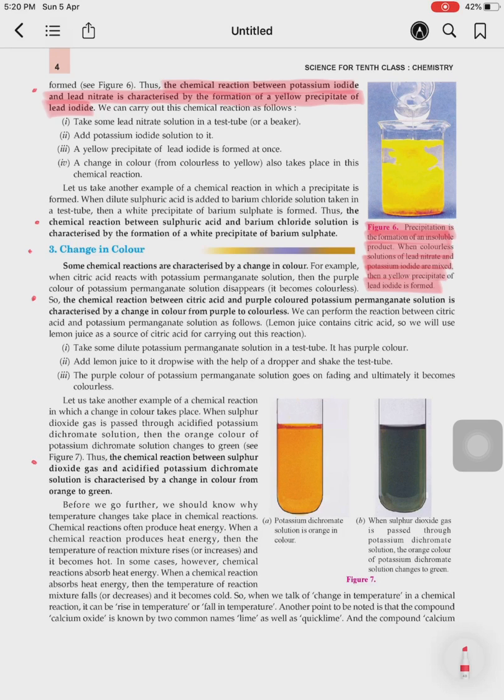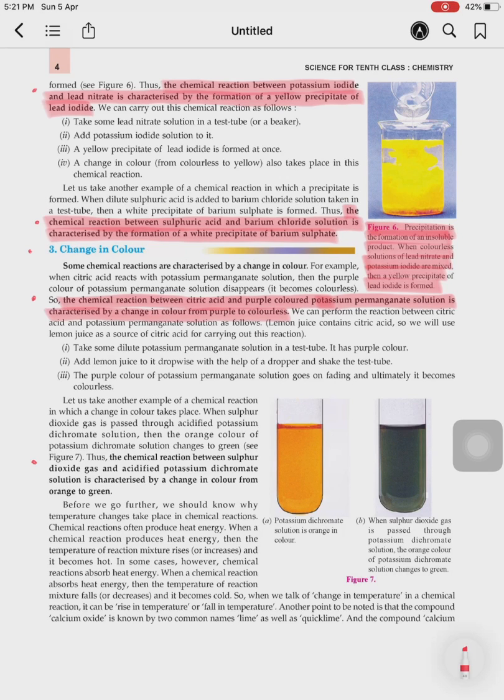The next example is the chemical reaction between sulfuric acid and barium chloride, characterized by formation of a white precipitate of barium sulfate. Now we'll observe the change in color, certain examples in which you will see the change in color. The first example is the chemical reaction between citric acid and purple color potassium permanganate solution, characterized by change in color from purple to colorless.